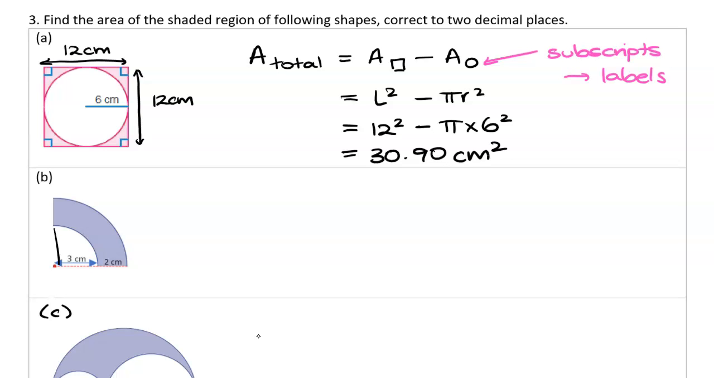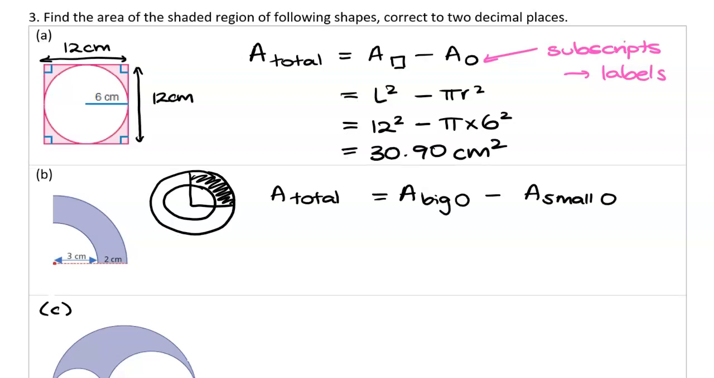With this next shape here, that's a little bit odd. It looks like we've got a quarter of a circle, and it looks like we've got a big total circle, a quarter of that, minus a smaller quarter of a circle. So just to help you visualize, it's like we've got a big circle here, we've just got a quarter of it, and we just want to find this region. So to do our total area, we need to find the area of the big circle, and we only need a quarter of it. So let's change that to be a quarter of the big circle minus a quarter of the small circle here.